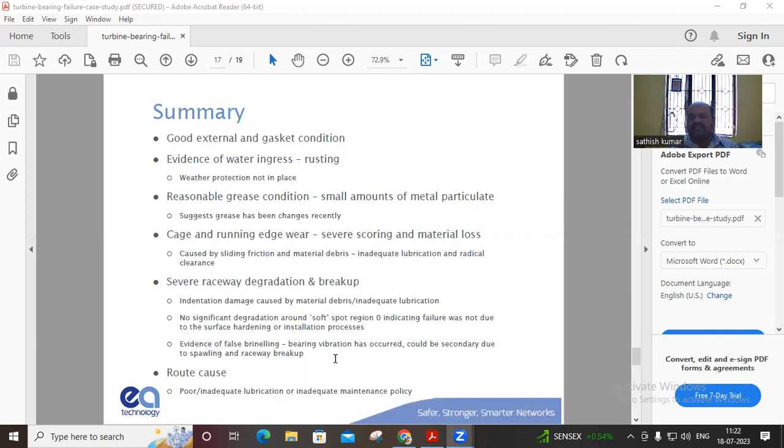No significant degradation around soft spot region 0, indicating failure was not due to the surface hardening or installation process. So evidence of false brinelling, bearing vibrations has occurred, could be secondary due to spalling and raceway breakup. So the root cause is finally found to be poor and inadequate lubrication or inadequate maintenance policies. So these are the findings of this case study.